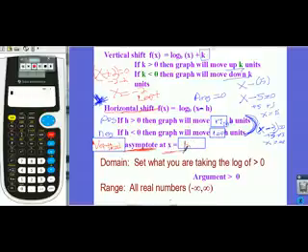Okay, you have to write it as a function. X equals h. That's a line, and it gives me a vertical line. Make sure you know which way you move that asymptote. Domain. Set what you're taking the log of greater than 0. Another way of looking at that, the argument is greater than 0. That'll give you your domain. Your range is all real numbers.